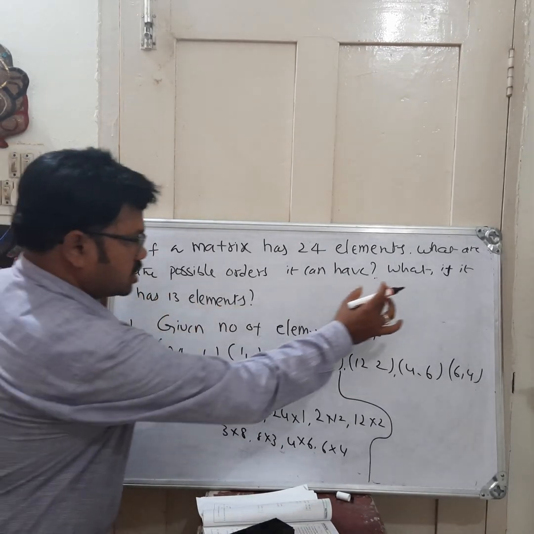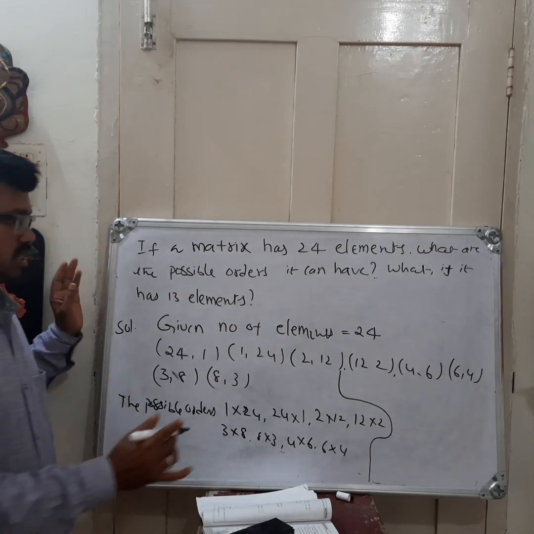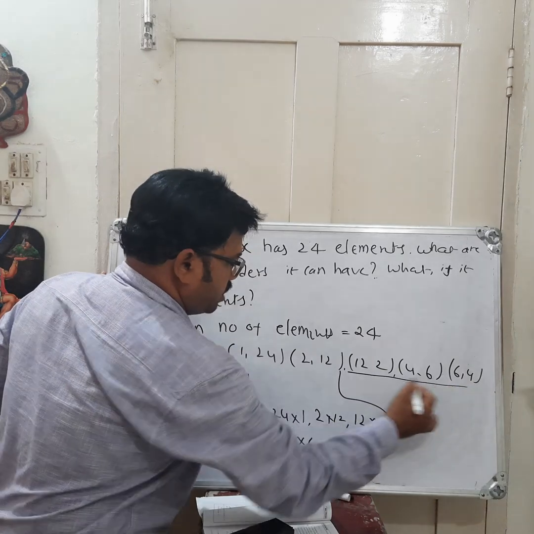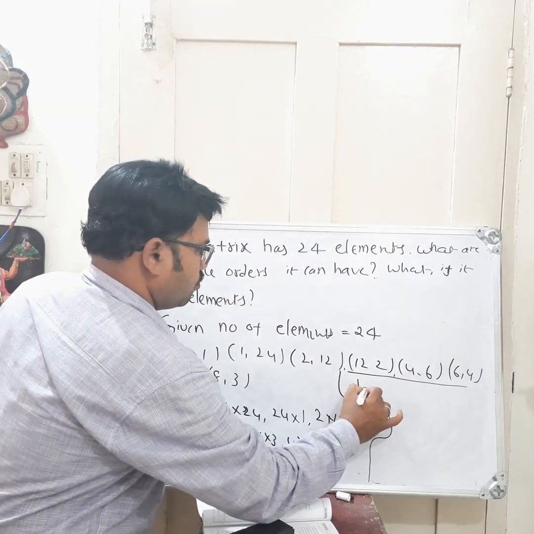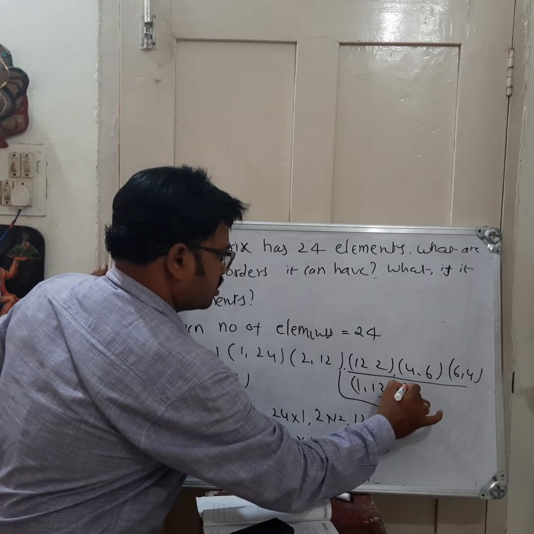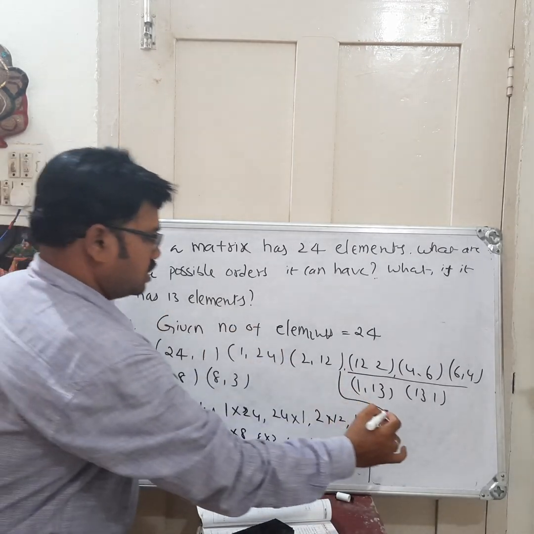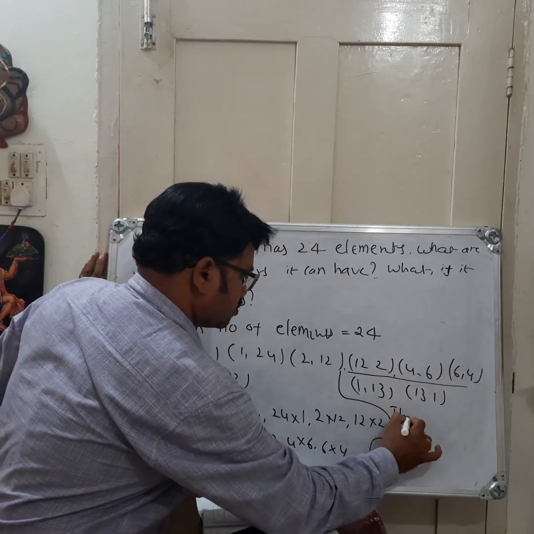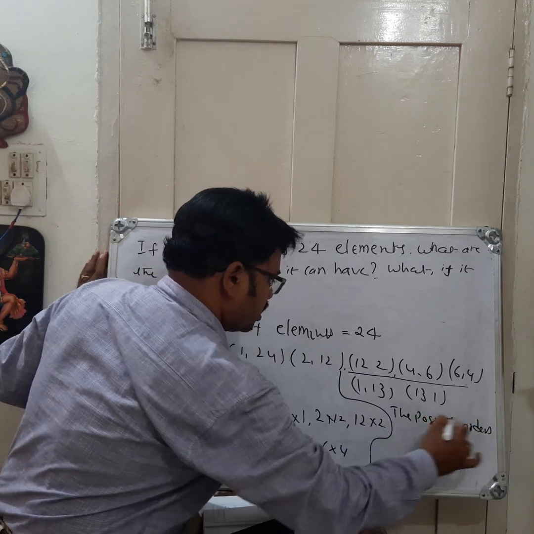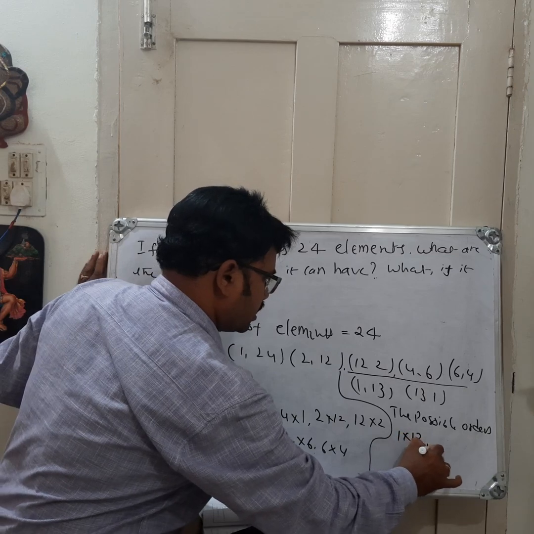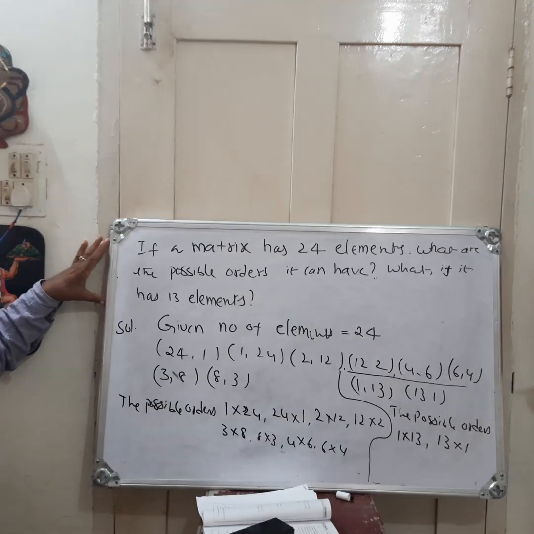Next one more: what if it has 13 elements? Here we find the factors of 13, which we write as 1 into 13 or 13 into 1. If it has 13 elements, the possible orders are 1 by 13 and 13 by 1. This is the required solution.